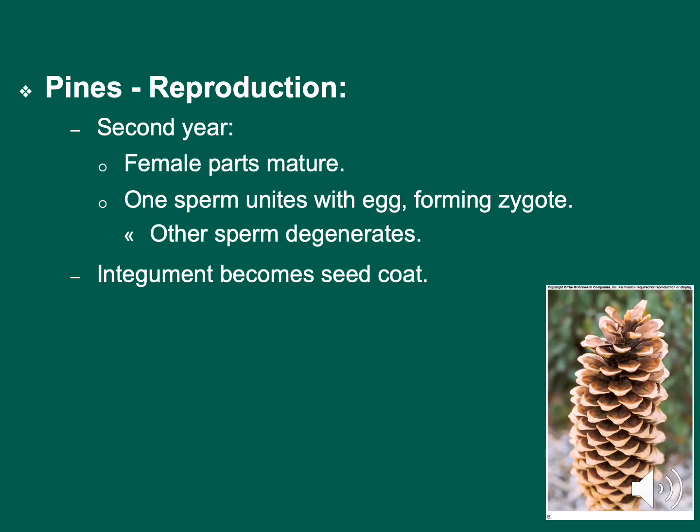In the second year, the female parts mature and eventually that sperm unites with the egg. So it takes a long time for this whole process to happen. When the sperm fertilizes the egg, it forms something called a zygote. The other sperm degenerates. And the zygote then gets a skin layer around it called the integument, which becomes the seed coat. Here you see a picture of a pine cone. On each scale of the pine cone, there will be 2 seeds.